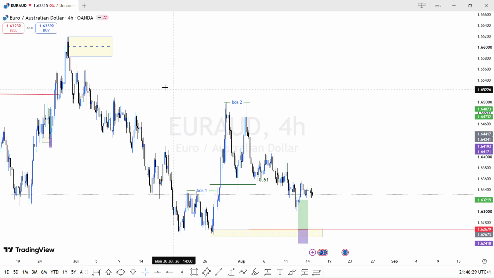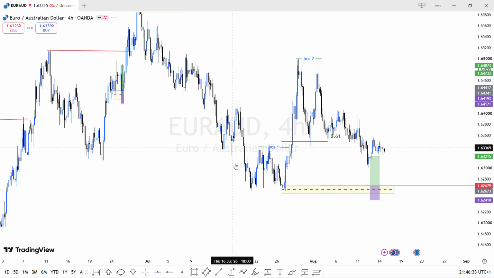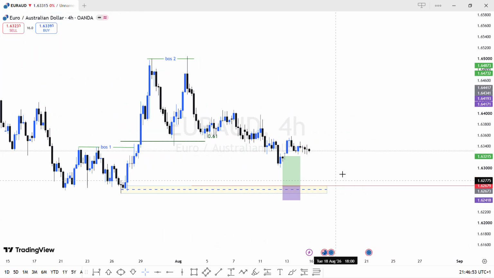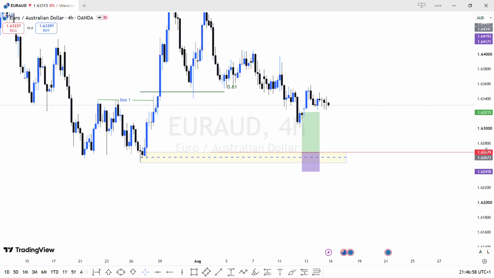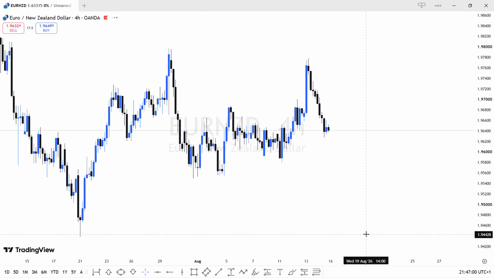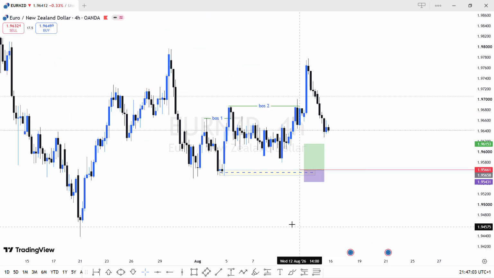Currently, on EUR AUD, I'm expecting a buy because it meets all my trading criteria. As you can see, price broke structure two times, and we have a pullback Fibonacci retracement. So I'm expecting the price to just come down here, then buy to the upside. That is what I'm expecting EUR AUD to do this week, and as well I'm expecting EUR NZD to do the same.